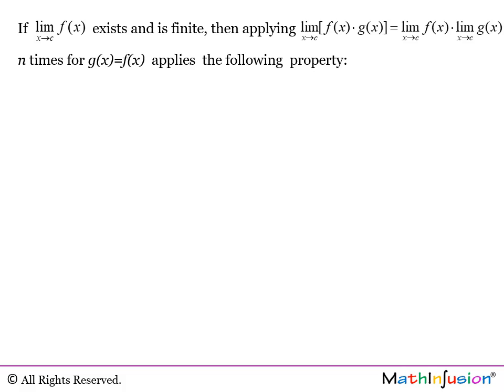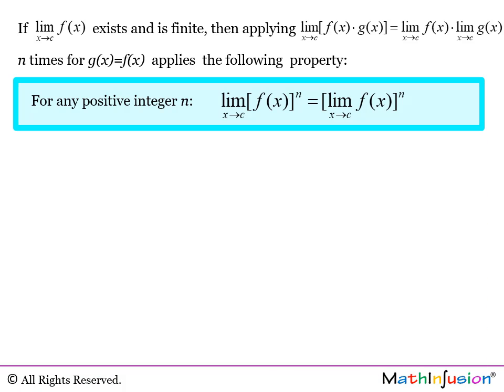If the limit of the function when x approaches c exists and is finite, then we can apply the rule that the limit of f times g when x approaches c equals the product of the limits of f and g. Taking g(x) equal to f(x), we get the following property. For any positive number n, the limit of f(x) to the n equals the limit of f(x), to the n.